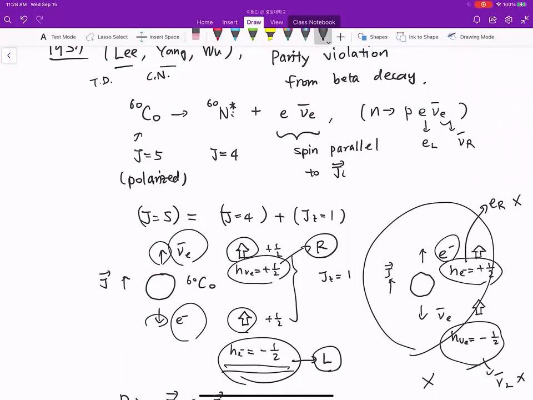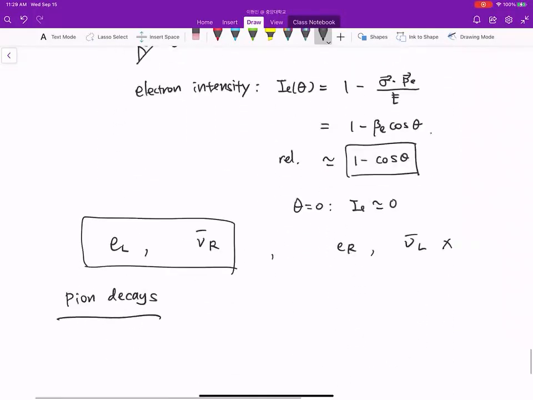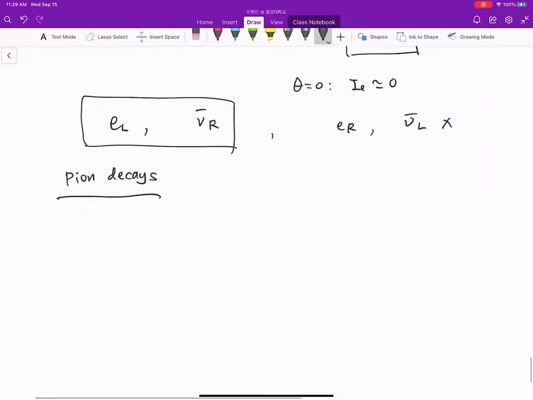Yeah, it's a little bit complicated. So Wu is the woman scientist, the experimentalist who showed this parity violation experimentally. But Mrs. Wu was not awarded; the theorists were awarded the Nobel Prize. So let me give you another example of parity violation.